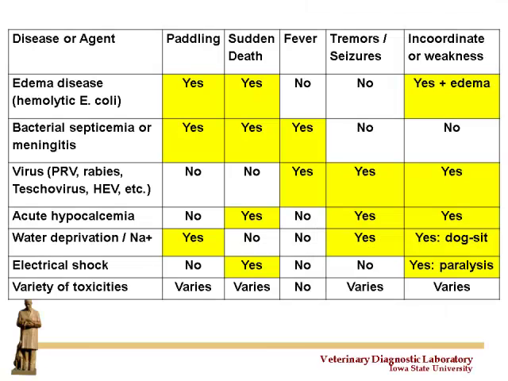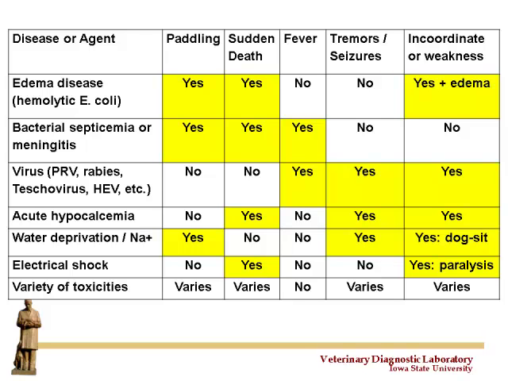So this is, Darin's got a pretty simple mind, and I just try to break it out with some of the common things that we might see in the nursery. And I just put one across the top and so forth: down paddling, sudden death, fevers, tremors, seizures, or incoordination. And I just started listing what are the common things we see in the nursery on the left there, and trying to figure out what has to do with what.